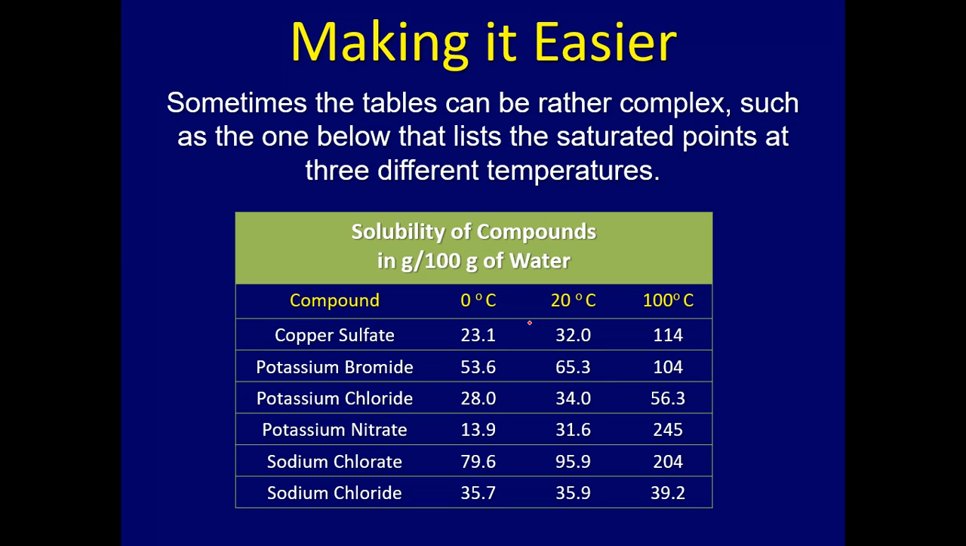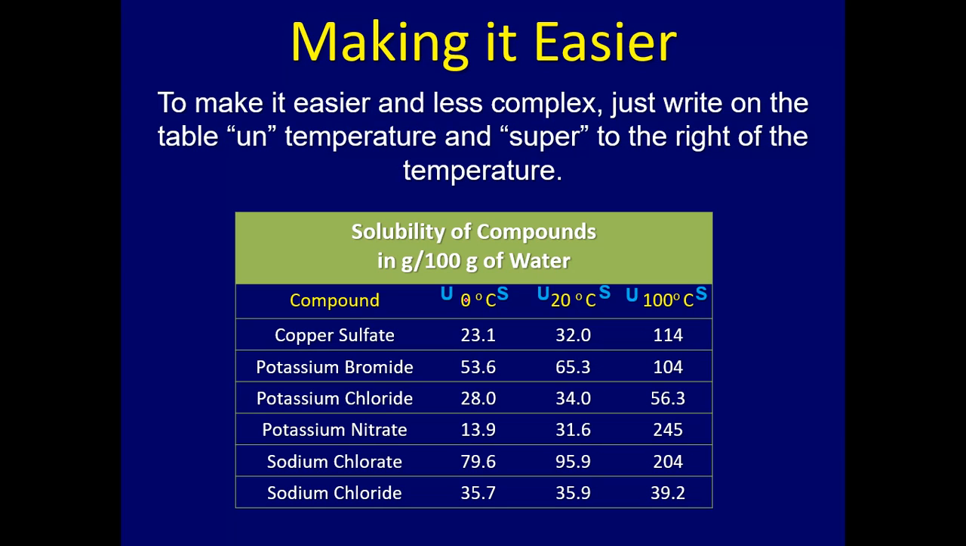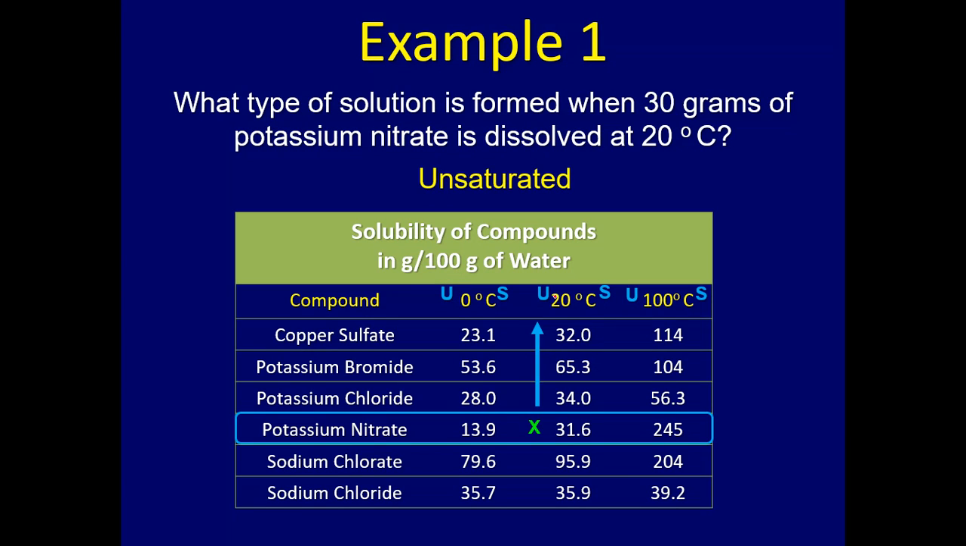Usually the tables are more complex, and might give you several different temperatures. A way to make this easy is to put a U on the left, and an S on the right of each temperature. It doesn't take but a second to do that, but it will make it a lot less confusing and take away the intimidation of reading these tables.